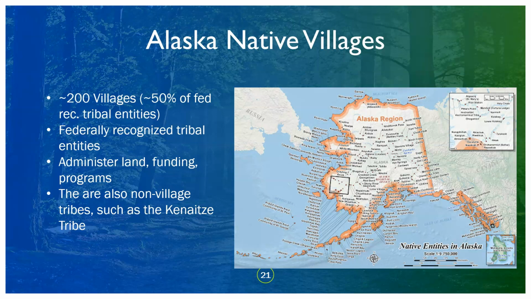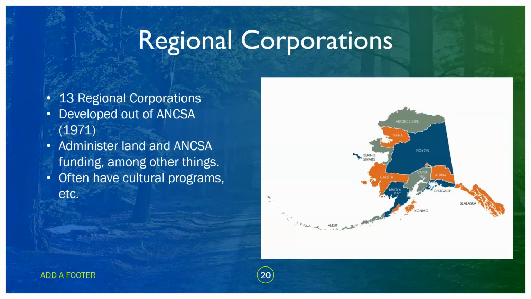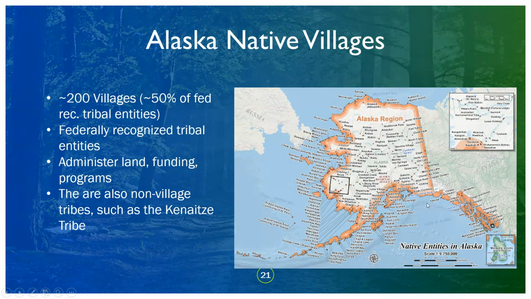You also have the Alaska Native Villages, and there's about 200 different Alaska Native Villages. That's about 50% of the federally recognized tribal entities. So that's a significant portion. They are, again, federally recognized tribal entities. They're sort of under the regional corporations. You've got these 13 regional corporations. By the way, Anchorage is in the Cook Inlet Regional Incorporated region.